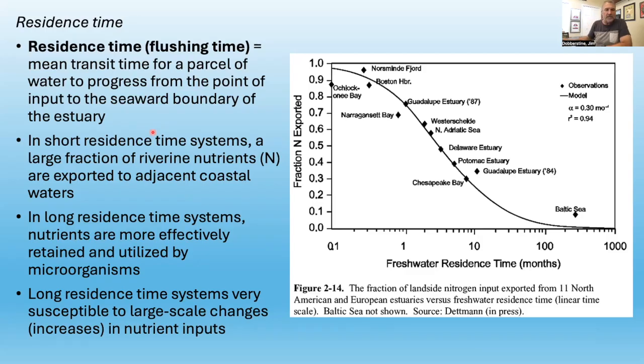With a short residence time, typically a large fraction of nutrients from the rivers are exported out into coastal waters. So when we have a big rain event, so here in the last few weeks, we've had a lot of rain. And that's pushed quite a few nutrients out of the rivers into Galveston Bay itself, but can actually even push those out into the Gulf of Mexico.